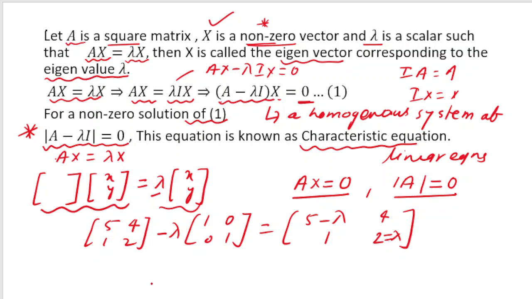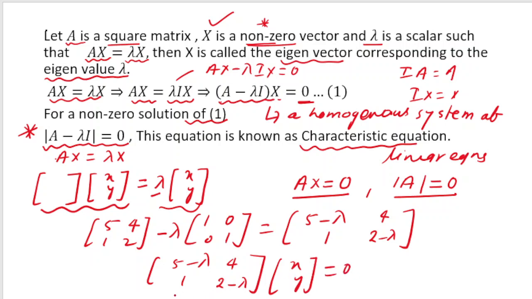If I multiply A minus lambda I by x, just to make sense of it, I take 5 minus lambda, 4, 1, and 2 minus lambda. Let me rewrite it as 2 minus lambda so that it looks better. Here I multiply it by xy and I am equating it to 0. So clearly it is a homogeneous system of equations, right?